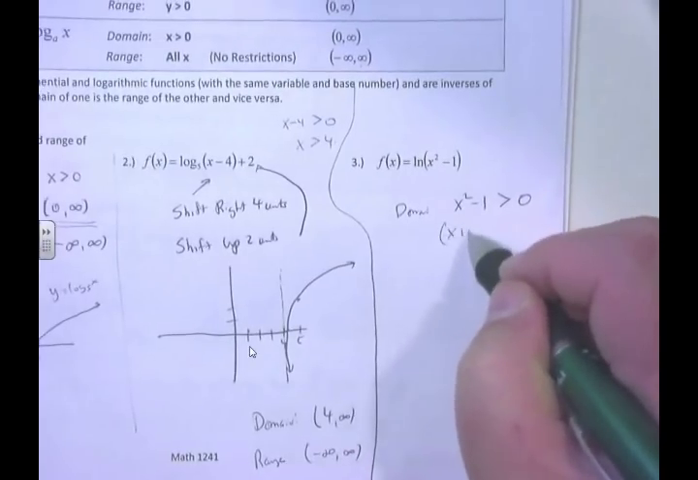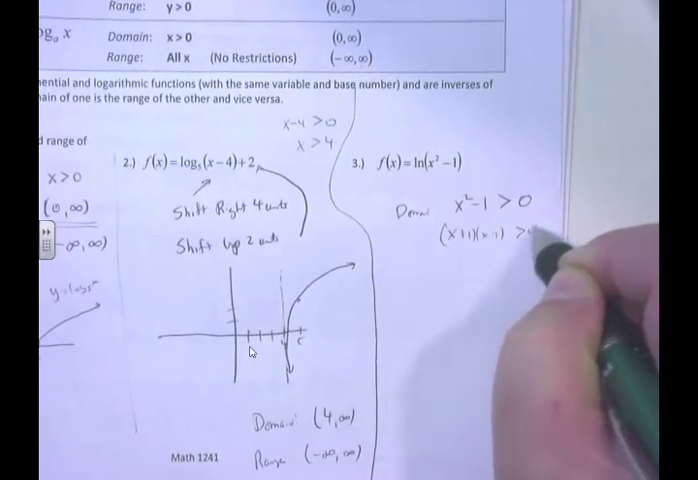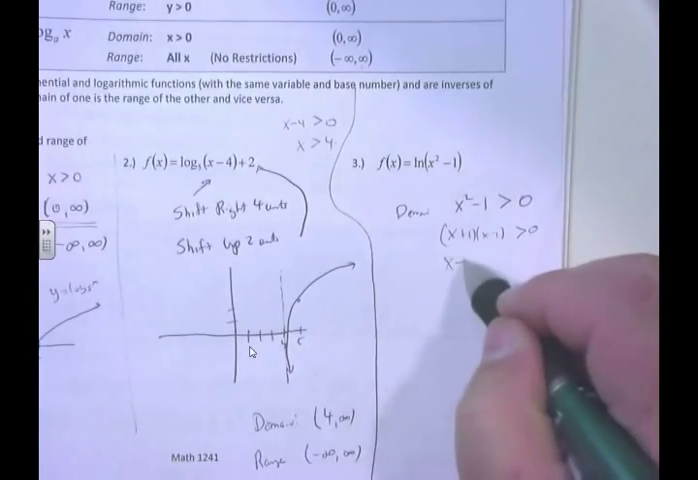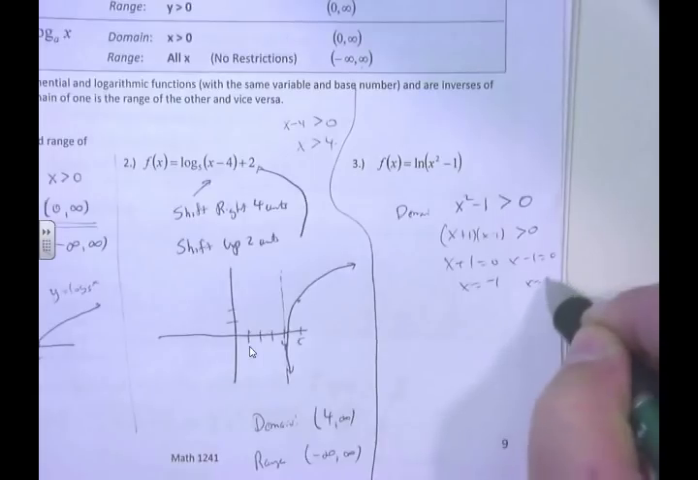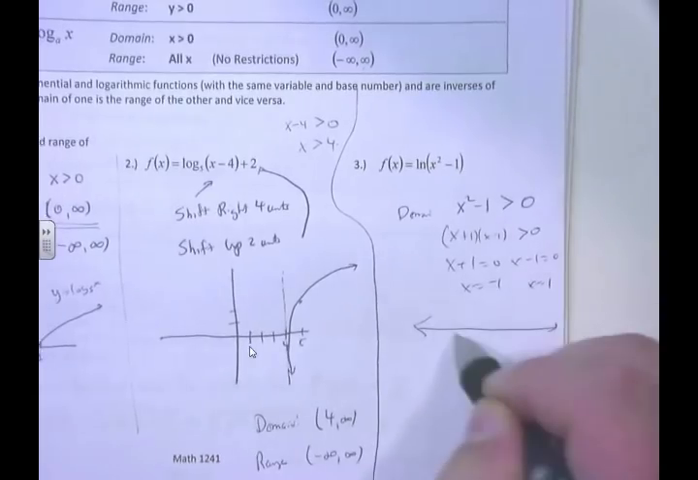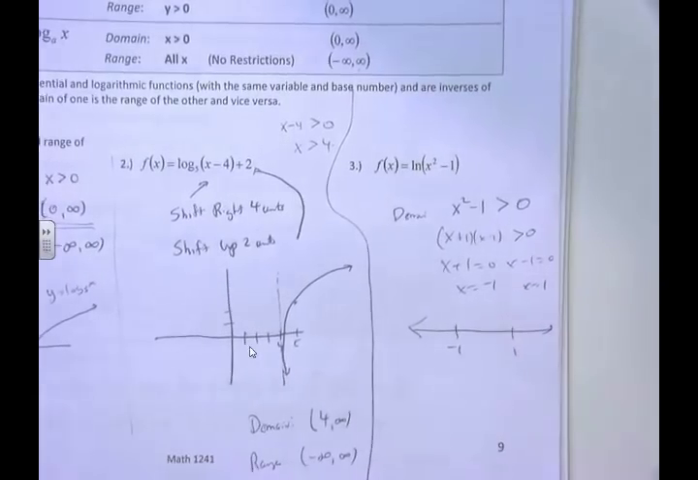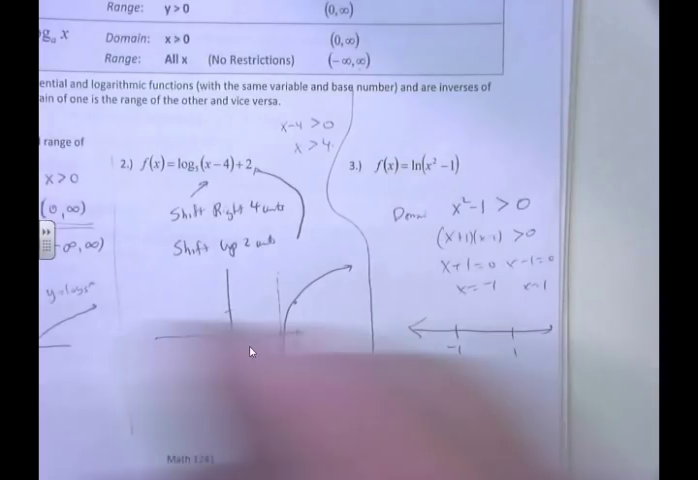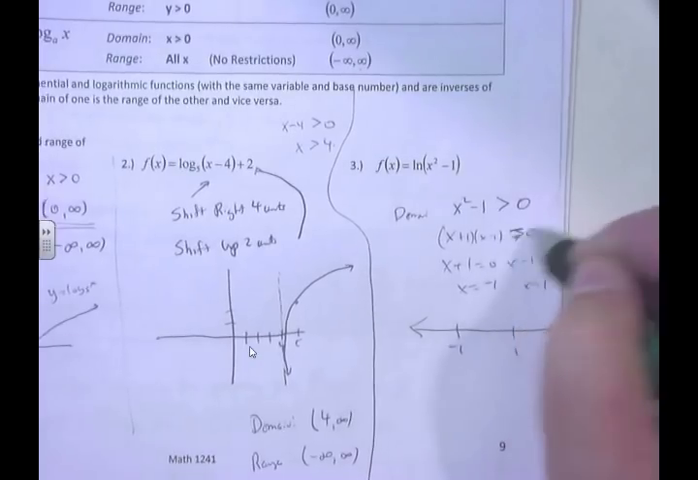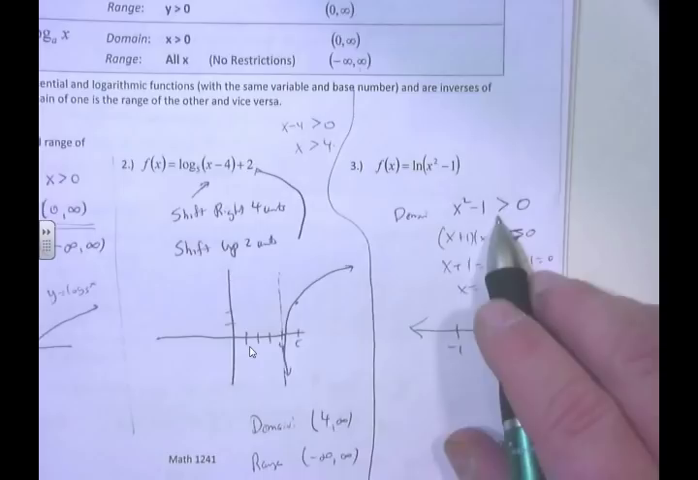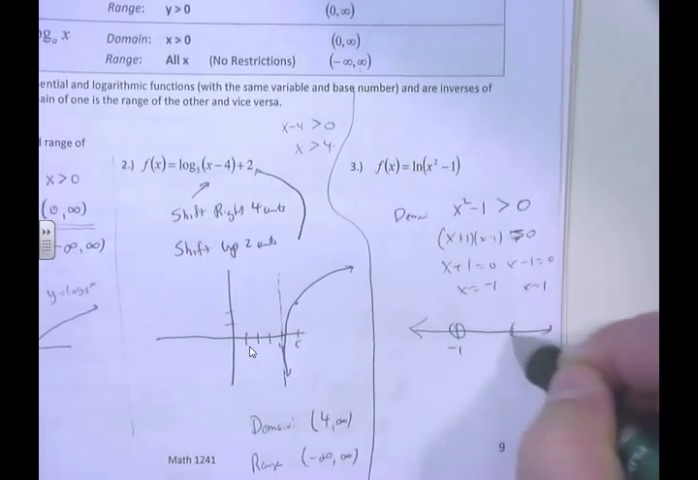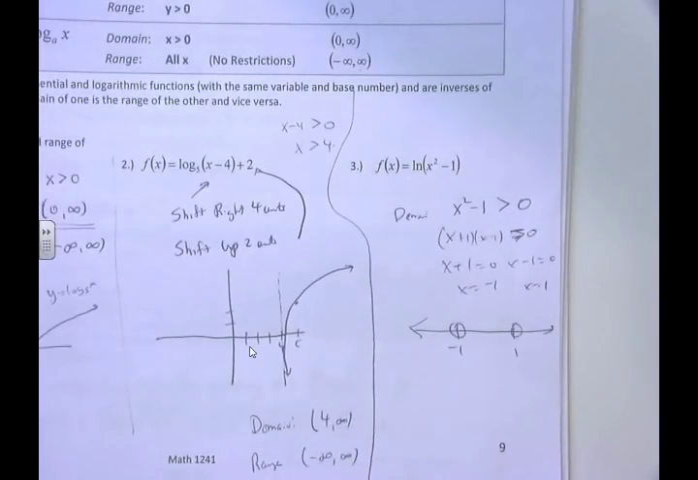X squared minus 1 factors as x plus 1, x minus 1. I'm going to pretend it's equal to 0 and solve. I get x equals negative 1, x equals 1. I'm going to draw a number line and put these numbers on it, negative 1 and 1. The negative 1 and 1 is where the function actually equals 0. Do I want that in my solution set? Yes or no? No, because it's not equal to in the original inequality. So these will become open circles. You should remember this from Algebra 2 in high school.